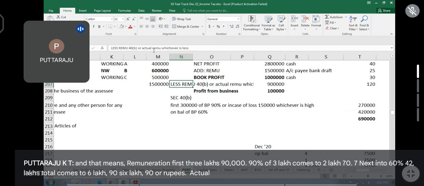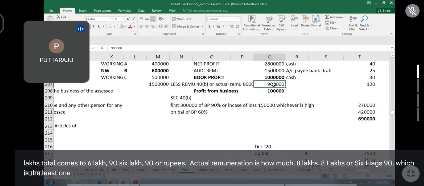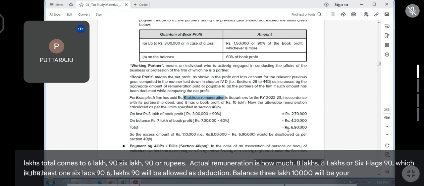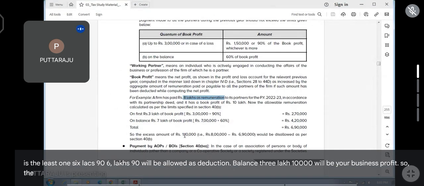Actual remuneration is how much? 8 lakhs. 8 lakhs or 6 lakhs 90,000, which is the least one? 6 lakhs 90,000. 6 lakhs 90,000 will be allowed as deduction. Balance 3 lakh 10,000 will be your business profit. So the excess is 1 lakh 10,000. How 1 lakh 10,000? 8 lakhs minus 6 lakhs 90,000. 1 lakh 10,000 will be disallowed.